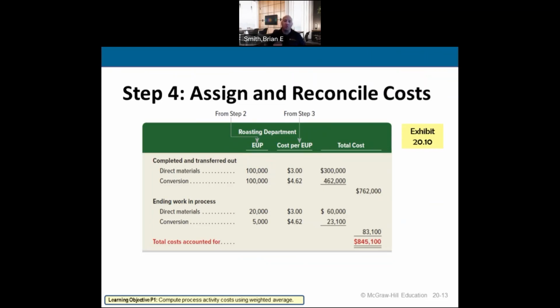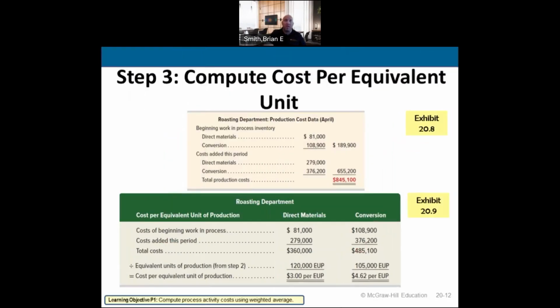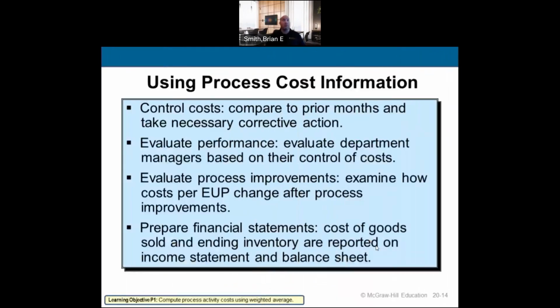Ending work in process inventory has direct materials of 20,000 units and conversion units of 5,000. We're going to multiply those across by their respective cost per equivalent unit, and add those together to get $83,100. We're going to add those together and have $845,100, which again is the same amount we were supposed to account for, listed right here. So across that spectrum, we're good. Let's go on, okay?